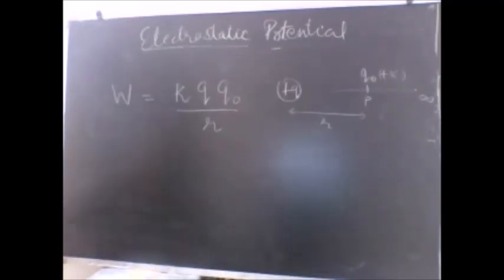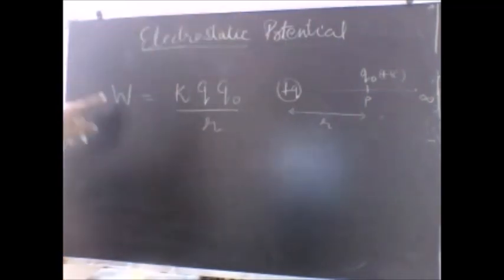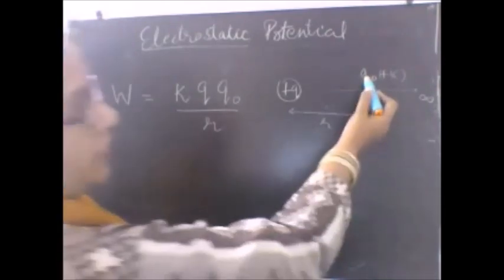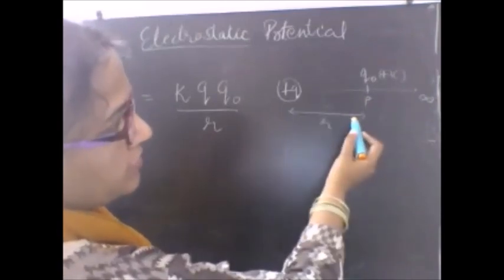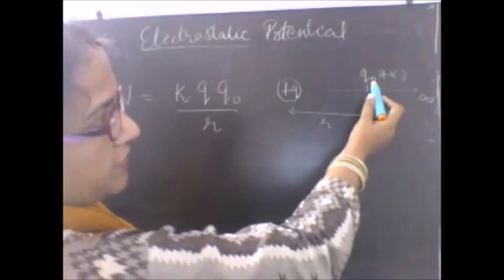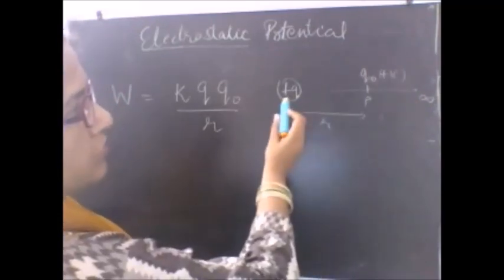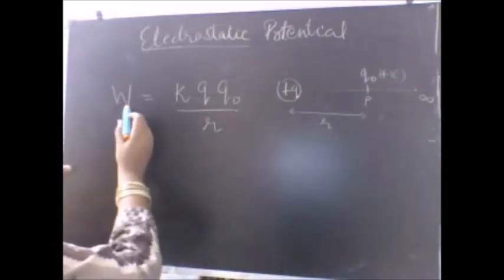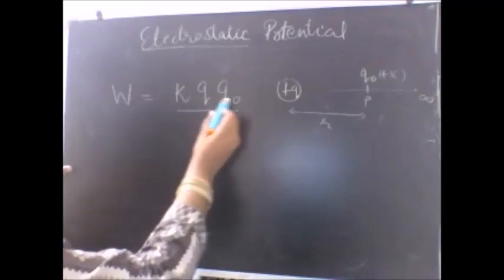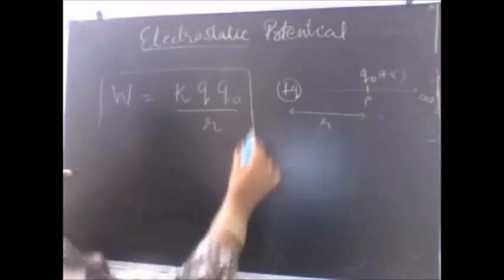So the next topic we have to start with is electrostatic potential, and we have to start with the definition of the work that we did in bringing the test charge from infinity to any point P, and the point P is taken at a distance of r. This Q naught is the test charge and the value is plus 1 coulomb. Q is the source charge. The formula that we derived was work done is equal to K Q naught by R. Now from here only we are going to derive the electrostatic potential.